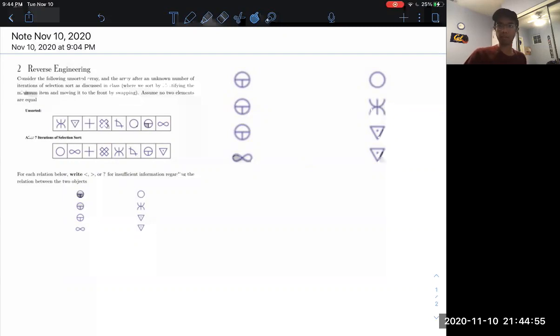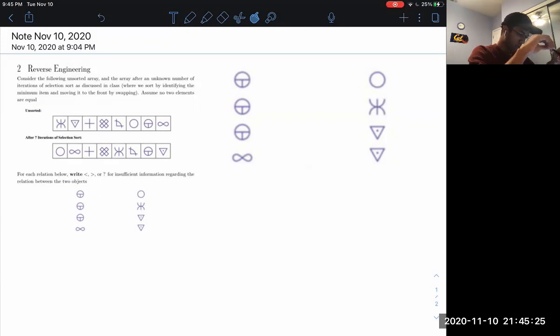All right. Hey, everyone. For this walkthrough, I'm going to be going over problem 2 on the exam prep week 12 worksheet. This problem is called reverse engineering, and it's giving us basically these two arrays, right? An unsorted version and some version that's been passed through some number of iterations of selection sort. And it's asking us, consider the following unsorted array.